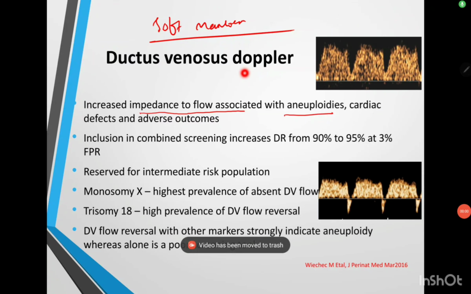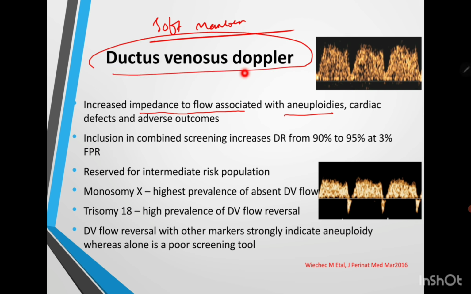We'll discuss whatever we left from the previous first part of pre-implantation genetic testing and prenatal diagnostic genetic testing. So first are the soft markers, the ductus venosus Dopplers. What is this? Increased impedance to flow associated with aneuploidies. Usually in aneuploidy there will be an increase in the impedance to flow, like the resistance will be increased in the ductus venosus in aneuploidy, the cardiac anomalies, and adverse outcome.